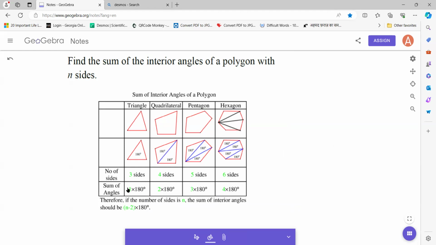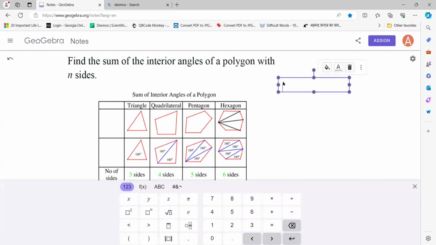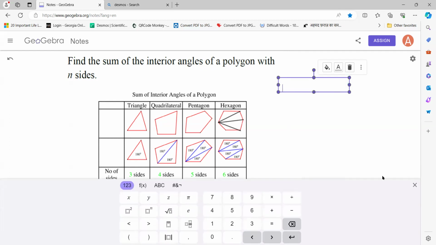Now take a look at these green numbers. If you have three sides, it's 1 times 180. If you have four sides, it's 2 times 180. If you have five sides, it's 3 times 180. If it's six, it's 4. So what pattern do you see? It's always 2 less. So if you have a polygon with n sides, the sum of the interior angles of the n angles should be n minus 2 times 180 degrees.